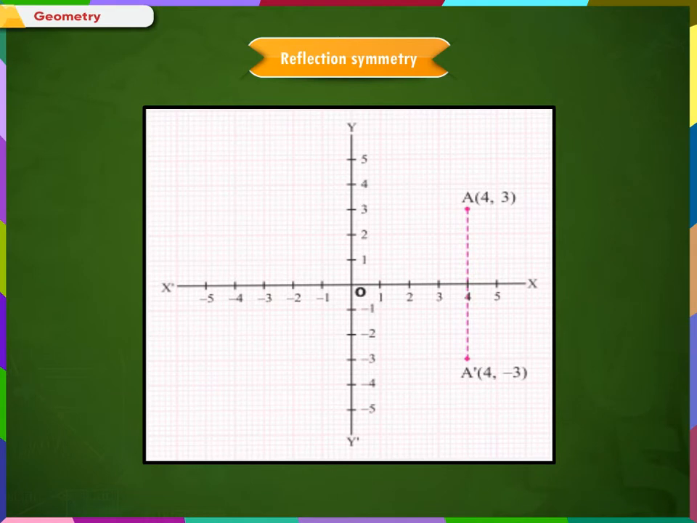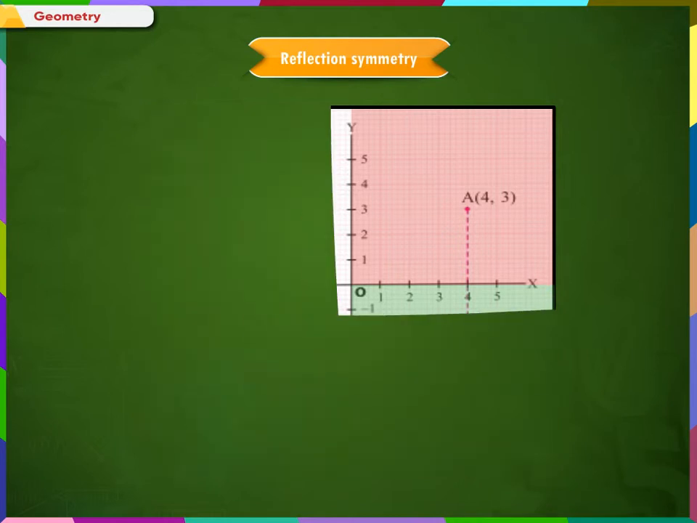Let us see a reflection in the x-axis. In the graphical representation shown on the screen, the point A (4, 3) has its mirror image at A' (4, -3) reflected in the x-axis. Here, we can see that the x-axis acts just like a mirror. If A is the image, then A' is the mirror image and the x-axis is the mirror.